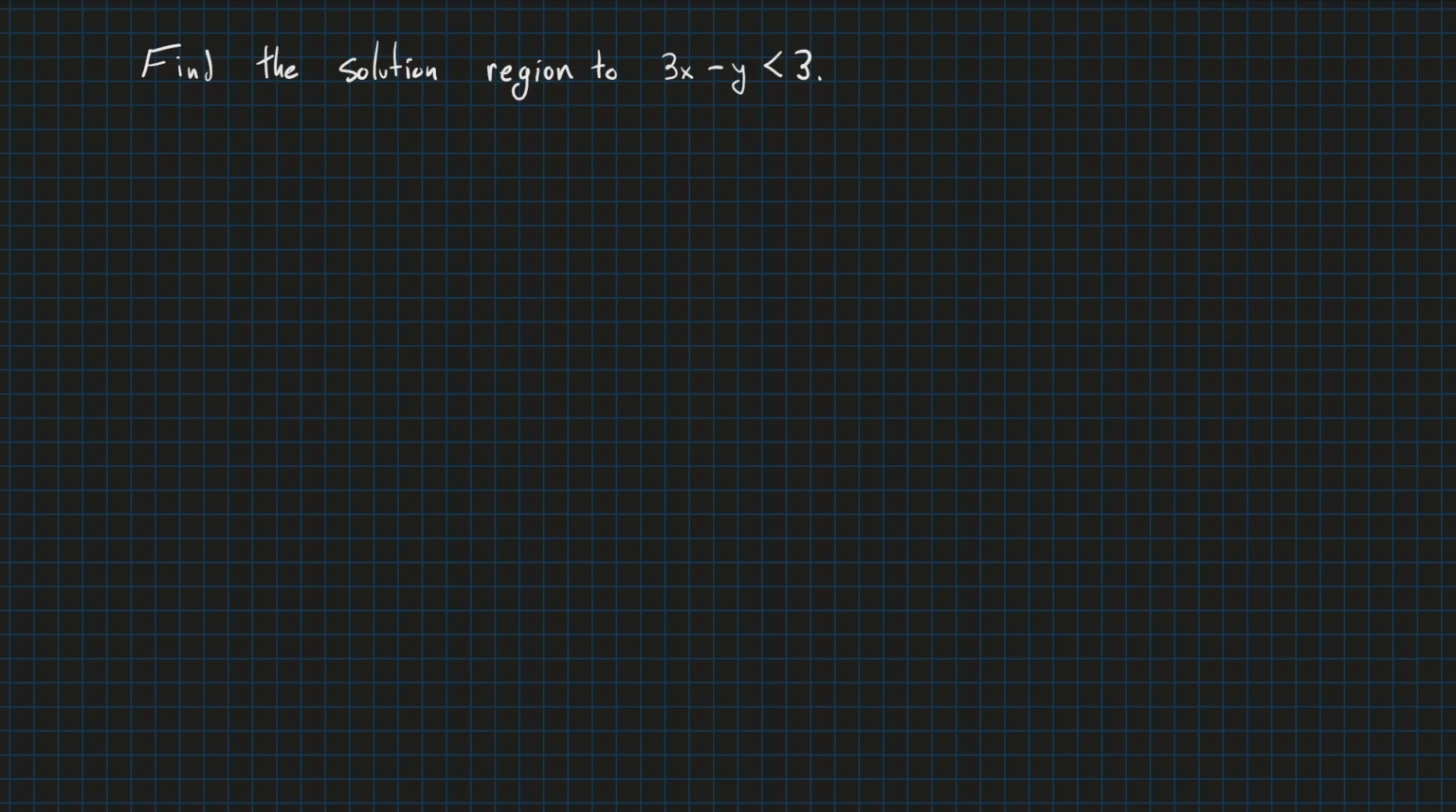What makes it a linear inequality is instead of an equal sign, we have this less than sign. So linear inequalities have less than or equal to, greater than or equal to signs instead of an equal sign. What it's saying is that the values that x and y can obtain have to be less than or equal to 3 when plugged into the equation for the line.